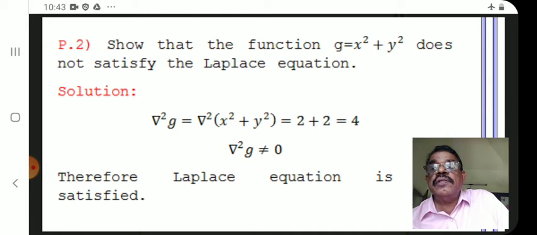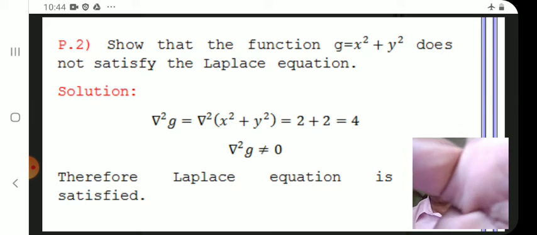Solution: del square g is del square of x square plus y square. As you have seen, 2 plus 2, 4. That is, del square g is not equal to 0. Therefore, the Laplace equation is not satisfied here.